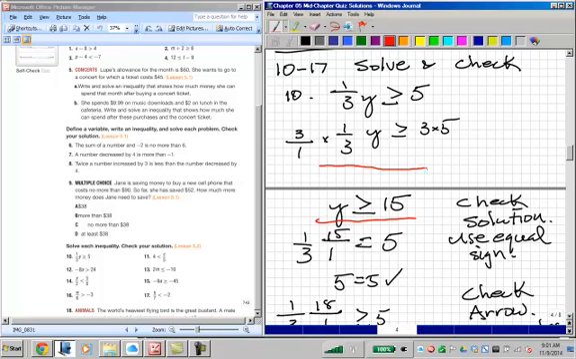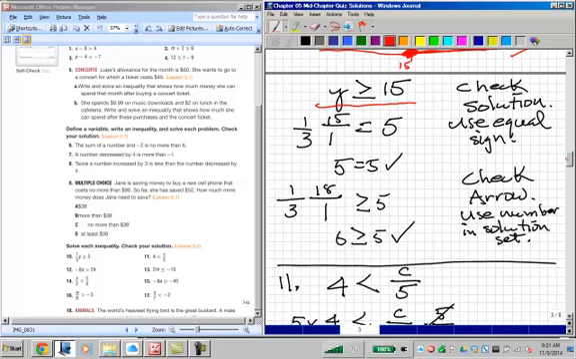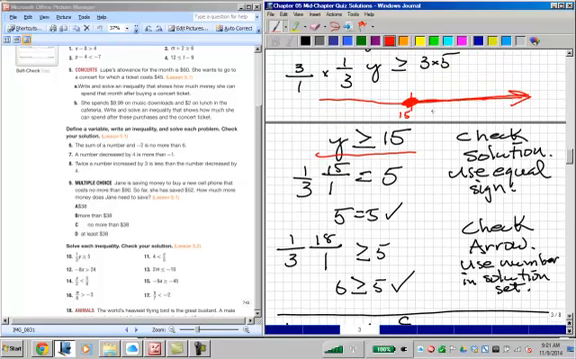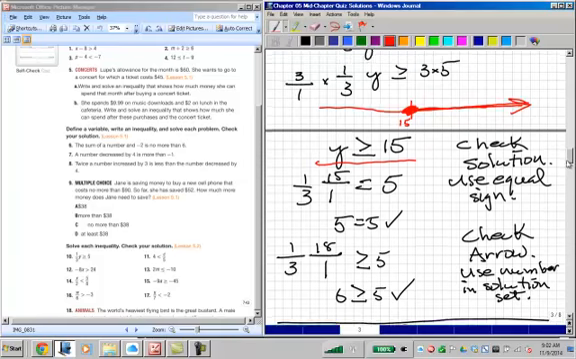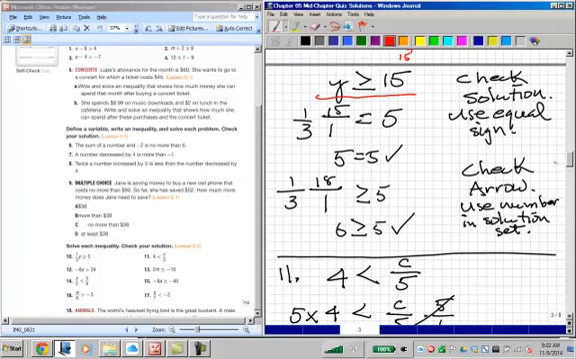Here, let's draw a quick picture of the solution. Okay, so here's 15, and y is greater than or equal to 15, so it's going that way. So you've got to pick some other number besides 15 in order to check the arrow. I'm going to pick a number that's divisible by 3, so I don't have to deal with fractions. So I plug in 18 because 18 is greater than 15, so it's in the solution set for this inequality sentence. 1/3 times 18 is 6. 6 is greater than or equal to 5. Is that true? Yes. So the arrow is going in the right direction.